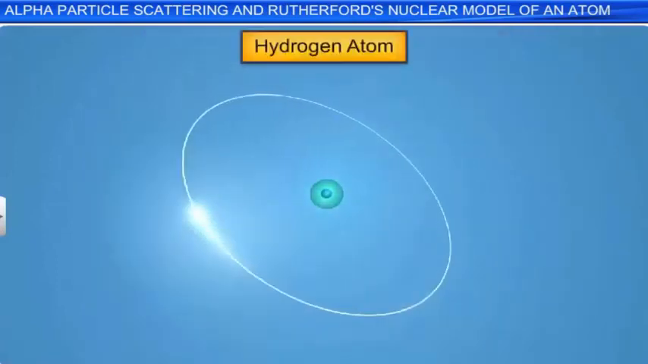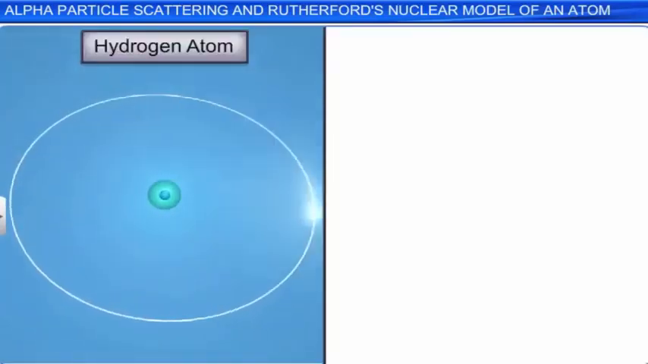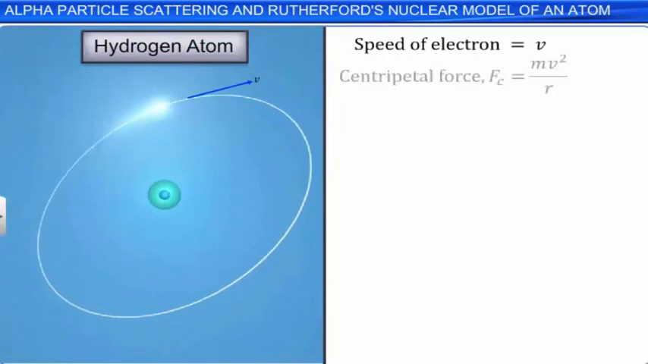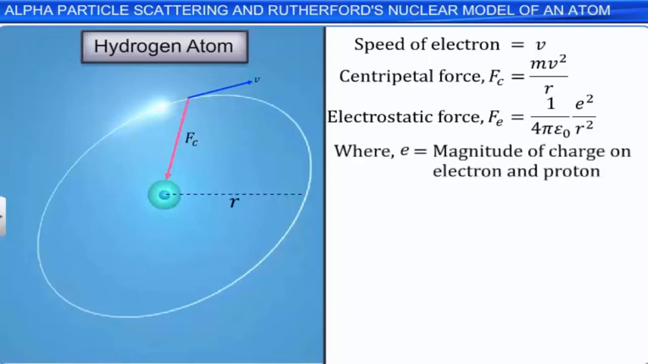A hydrogen atom consists of one electron revolving around its nucleus, which is actually the proton. For the electron revolving with speed v, the centripetal force Fc is equal to mv square by r. The electrostatic force of attraction Fe between the electron and the proton in the nucleus of the hydrogen atom, separated by a distance r, is given by Fe equal to 1 by 4 pi epsilon naught into e square by r square. This is true because the proton and the electron have equal magnitude of charge e on them.